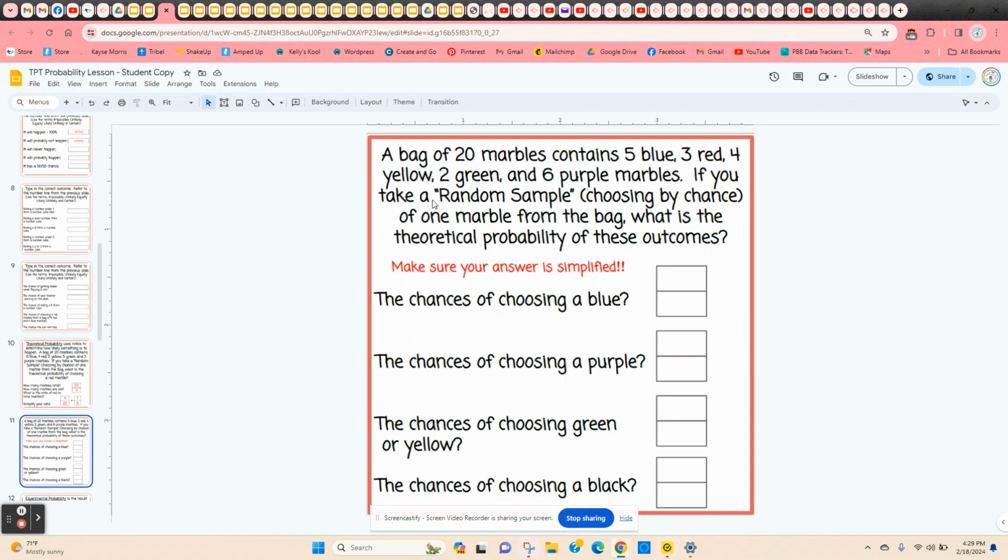The next slide has a different one. Again, 20 marbles. This time 5 blue, 3 red, 4 yellow, 2 green, and 6 purple. So if you took a random sample of 1 marble from the bag, what would be the outcome? And they have to make sure they simplify their answer. So the chance of choosing a blue would be 5 out of 20, or simplified to 1 out of 4. And they're going to do the same thing with different colors. This one, chance of choosing a green or yellow, so they have to add those 2 numbers together.